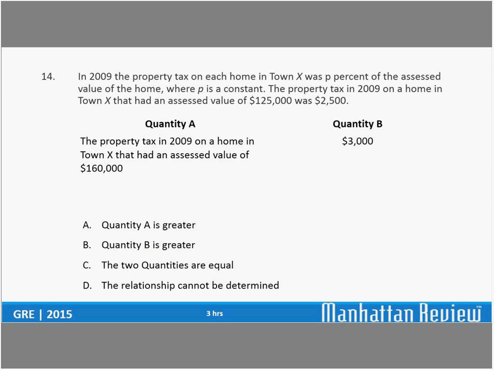In 2009, the property tax on each home in town X was P% of the assessed value of the home, where P is a constant. The property tax in 2009 on a home in town X that had an assessed value of $125,000 was $2,500. Now he is asking something else in the column. For 125,000, if the tax was 2,500, what is the percentage?